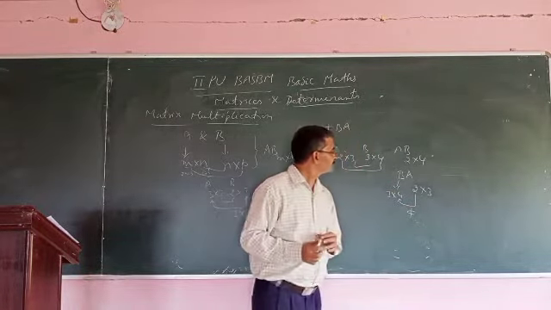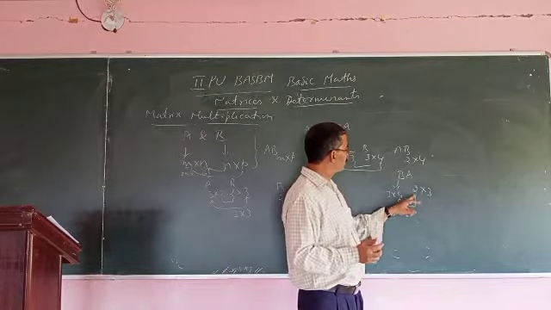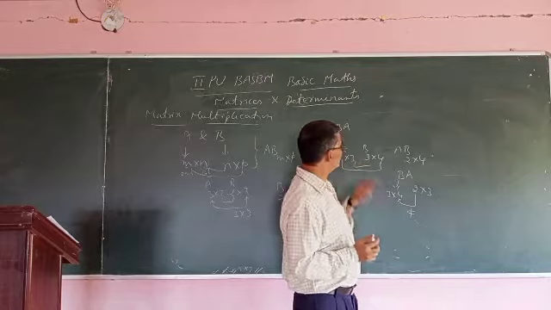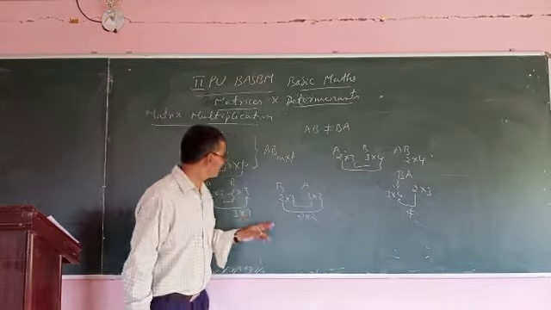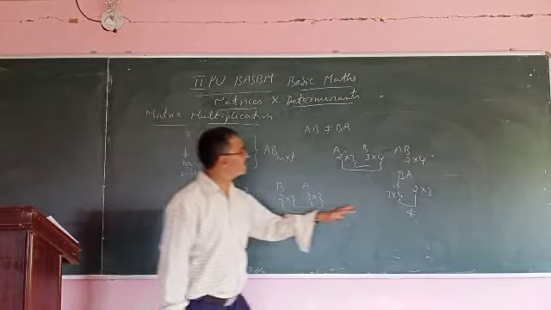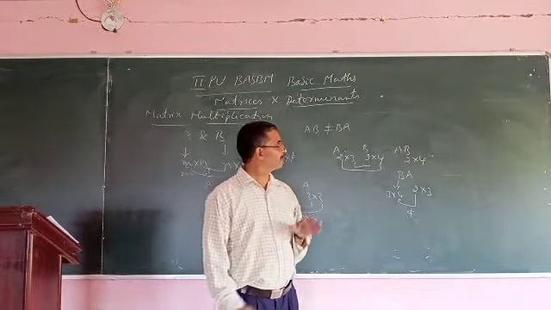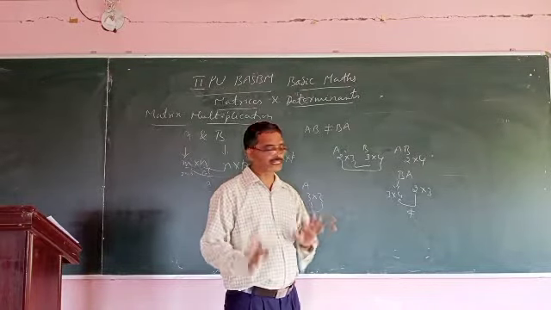Because 3 cross 4 into 2 cross 3 is not possible. The 4 and 2 should always be equal. See, 3 and 3 here, defined. Or this example, 2 and 2, defined. This is not defined, in the sense you can't multiply. You can't have multiplication of two matrices.